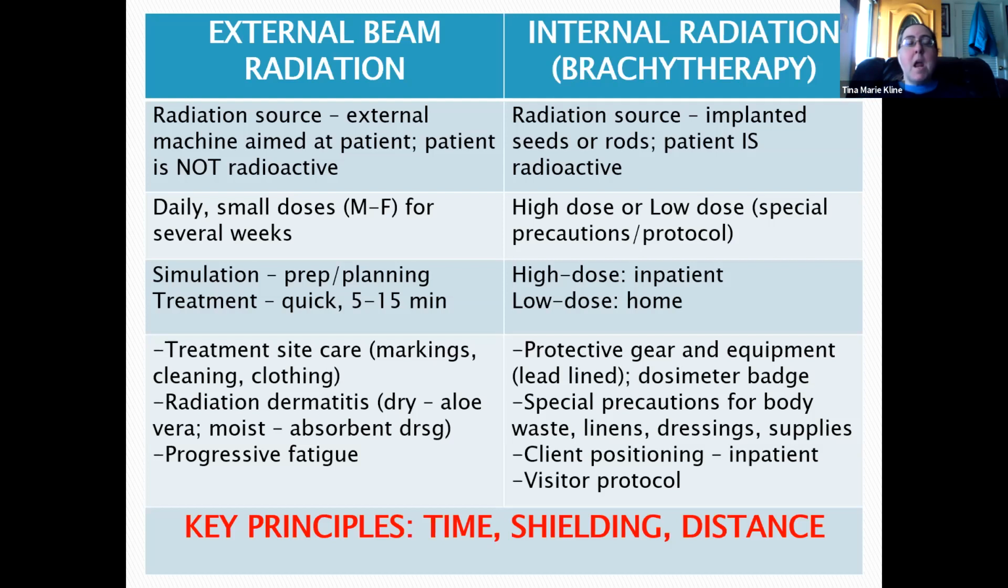More about that in a minute. External radiation is generally given daily. It's going to be a Monday through Friday treatment. They're very small doses, but they're repetitive doses, 5 days a week. And generally it's for several weeks. A lot of times it's 5 to 6, sometimes even 8 to 10 weeks. But again, it's the daily small doses, and we're using radiation to destroy the DNA of the cancer cells.